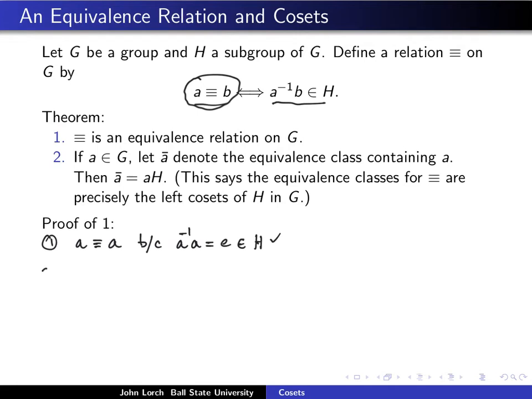So the second thing that we need for an equivalence relation is a symmetry property. That is, suppose, you know, we have A being equivalent to B.